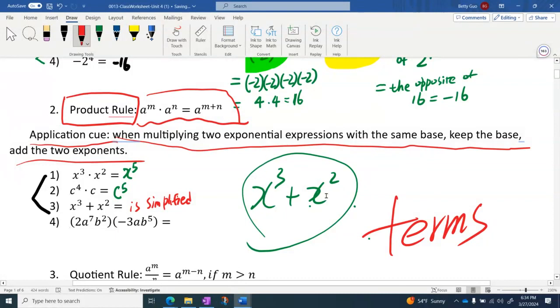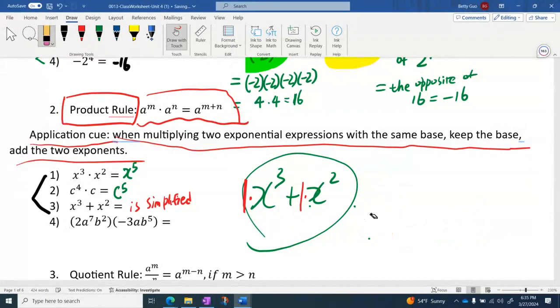So x cubed is a term. X squared is another term. Those terms do have coefficients. It's just that their coefficients both are 1. It doesn't matter. What I want to say is those two terms cannot be added together because they are not like terms.